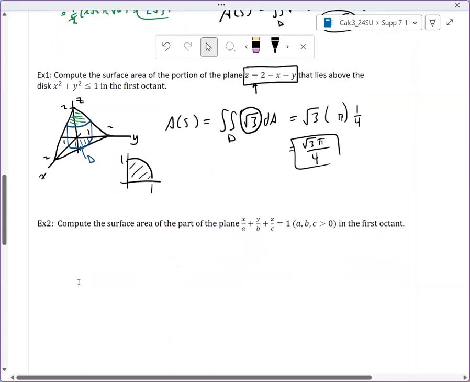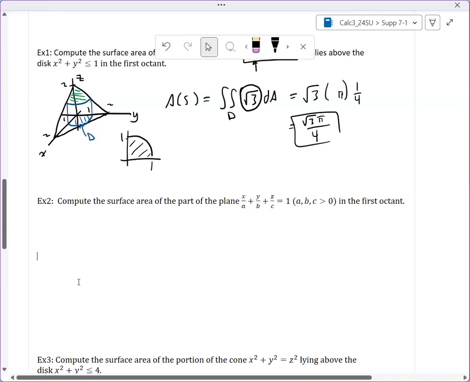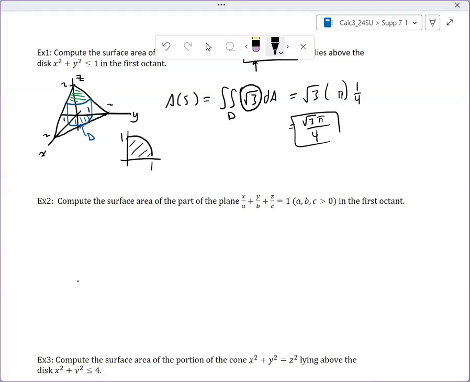Okay, let's look at the next example then. Here we're also going to work with a plane. We won't be working with just planes this whole time, but for these first couple we are. So let's compute the surface area of the part of the plane x over a plus y over b plus z over c equals 1. Here a, b, and c are positive. We want the part of this plane in the first octant. So again, when y and z are 0, x over a is 1, which means x is a. And then similarly, y is b and z is c. And those are all positive numbers.